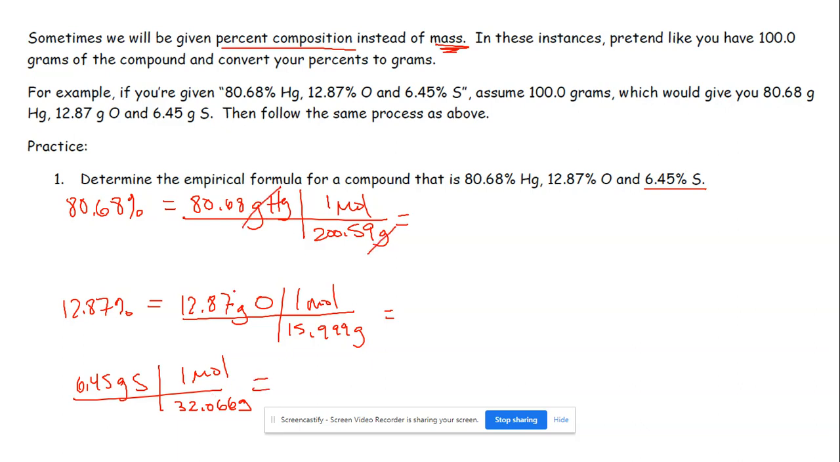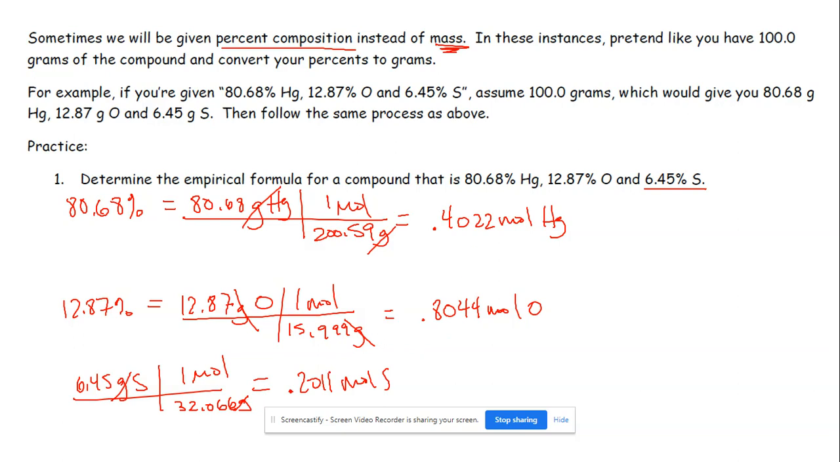Notice that grams cancel out in each and every problem. So now I can do that division. 80.68 divided by 200.59 gives us 0.4022 moles of mercury. 12.87 divided by 15.999 gives us 0.8044 moles of oxygen. And 6.45 divided by 32.066 gives us 0.2011 moles of sulfur.